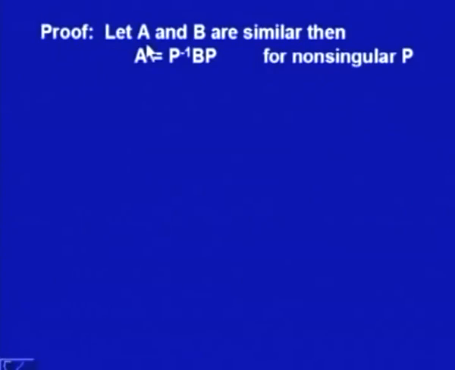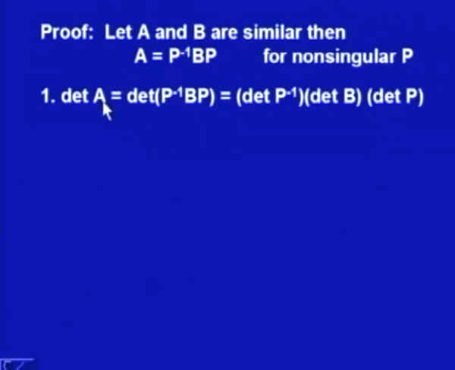So, to prove the first property, let us say A and B are similar, then this statement means that there exists a matrix P which is non-singular such that A is equal to P inverse BP, and from here we can get the determinant of both the sides. So, determinant A is equal to determinant of P inverse BP, and we know the property of determinants, that determinant of product is equal to product of determinants. So, determinant P inverse BP is equal to determinant P inverse multiplied by determinant B into determinant P.